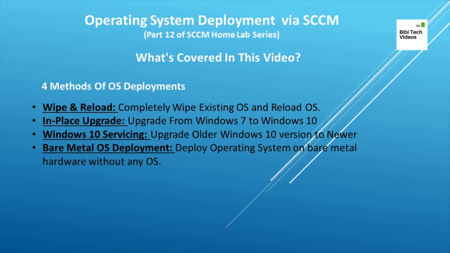And then the third method is Windows 10 servicing. This is the new model that Microsoft has introduced. The majority of the companies are actually moving this way too. In this method, it basically upgrades the older version of Windows 10 to a newer version. So in my example, I'm just going to show you moving from Windows 10 1803 to Windows 10 1809, or maybe even later if that is available by the time I get to that video. And the last method is bare metal operating system deployment.